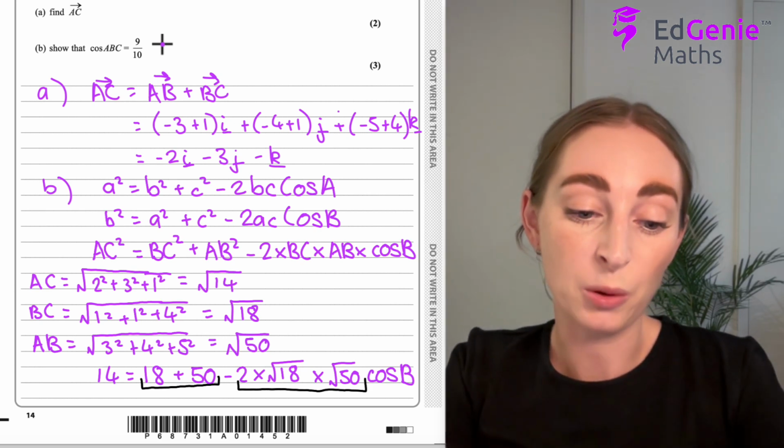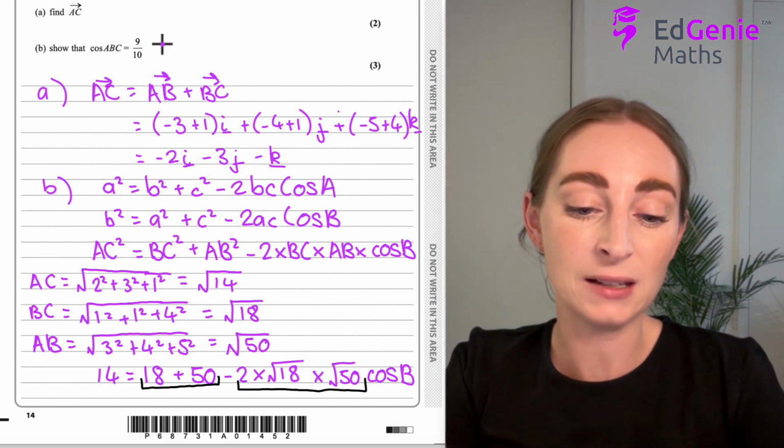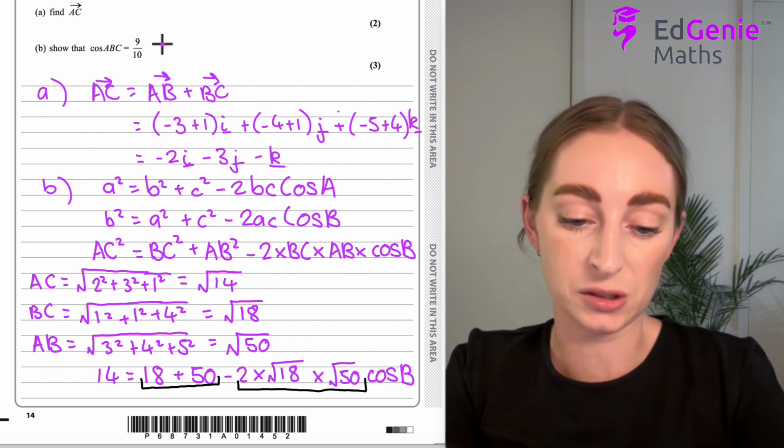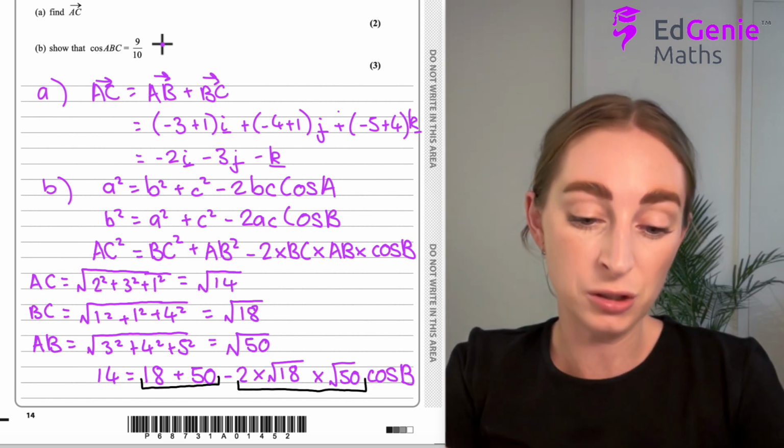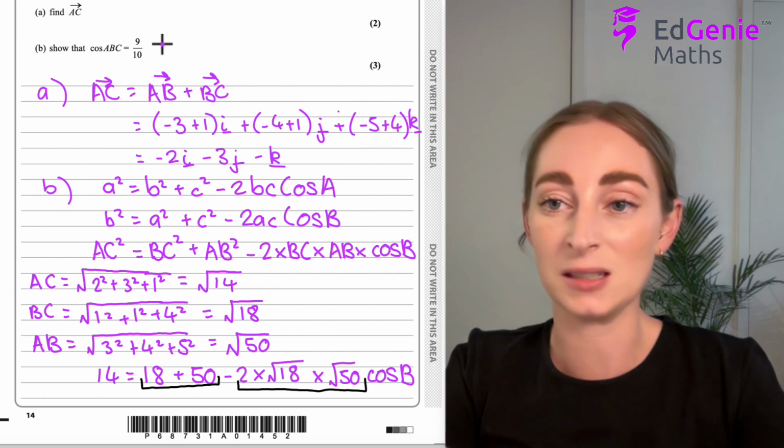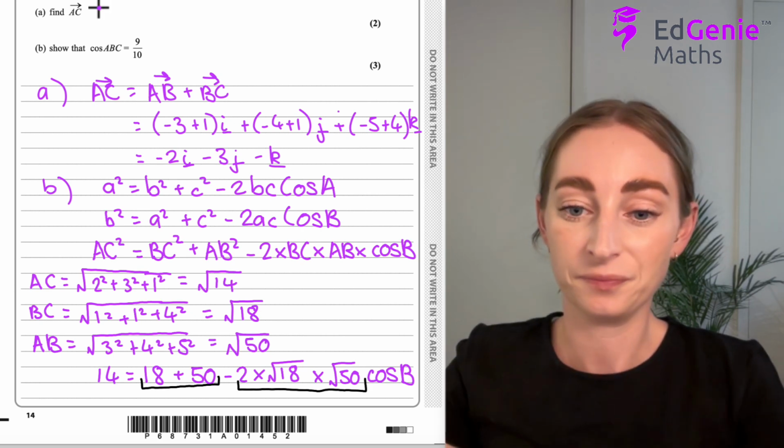So the examiner report says that 40% of candidates got full marks on this question. It was done quite well, but students who lost marks, it was mainly small errors here and there.